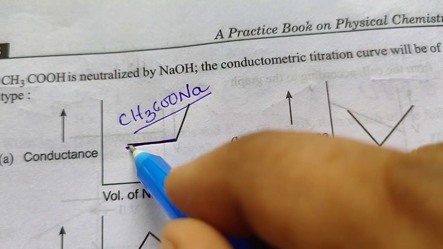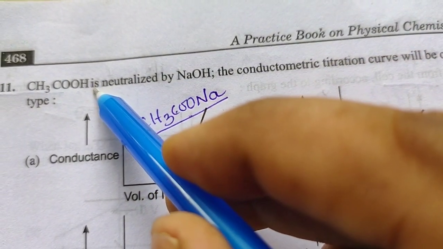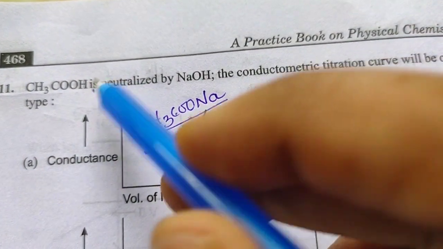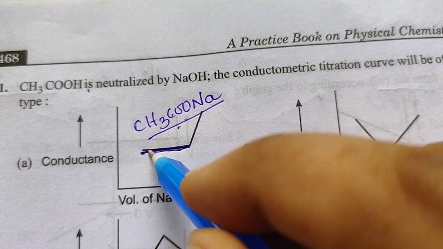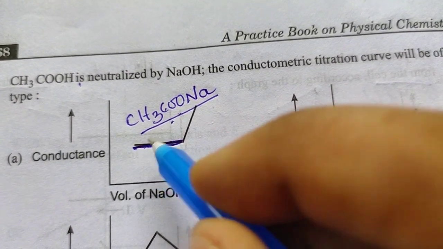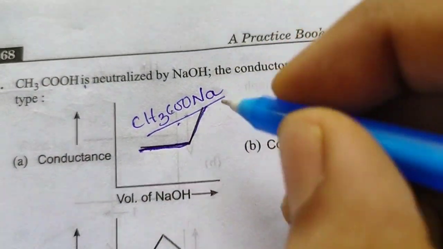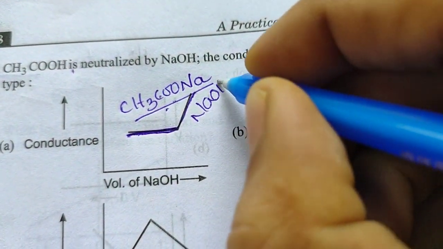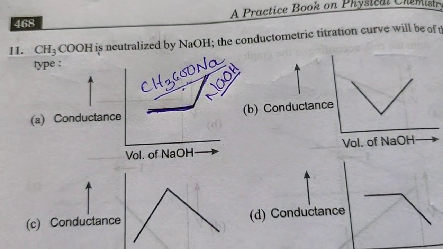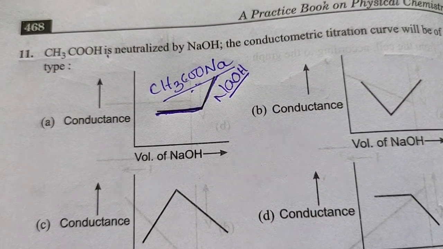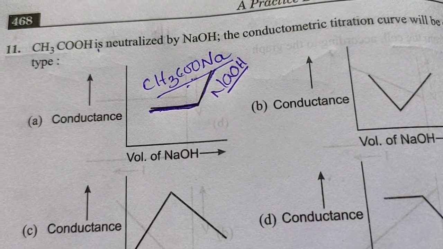Sodium acetate conductance is slightly more than acetic acid. Why? Because this is a strong electrolyte and this is a weak electrolyte. So up to neutralization it increases slightly, after that it increases more. Why? Because this is the conductance of NaOH, and NaOH conductance is more when compared to acetate. First it is almost constant, slightly increases, then after the neutralization point it increases more.